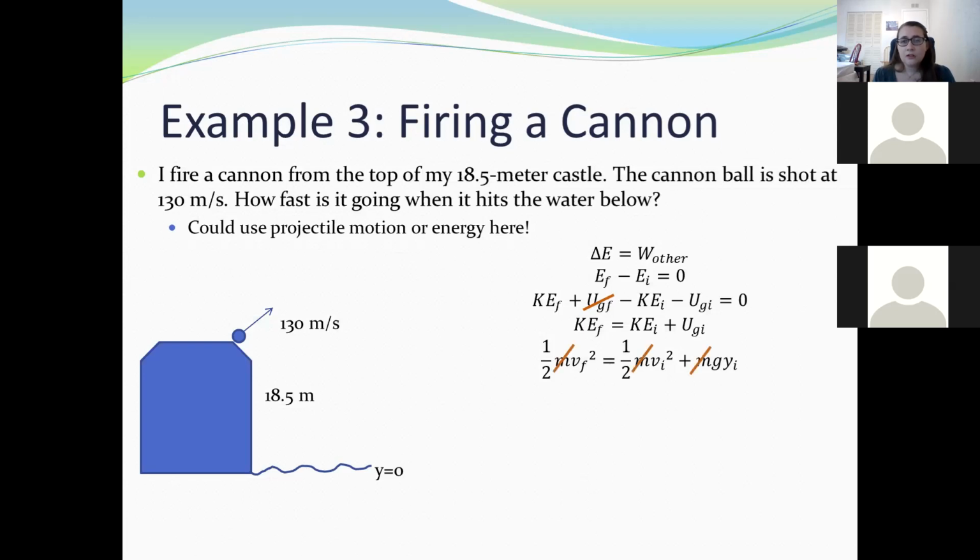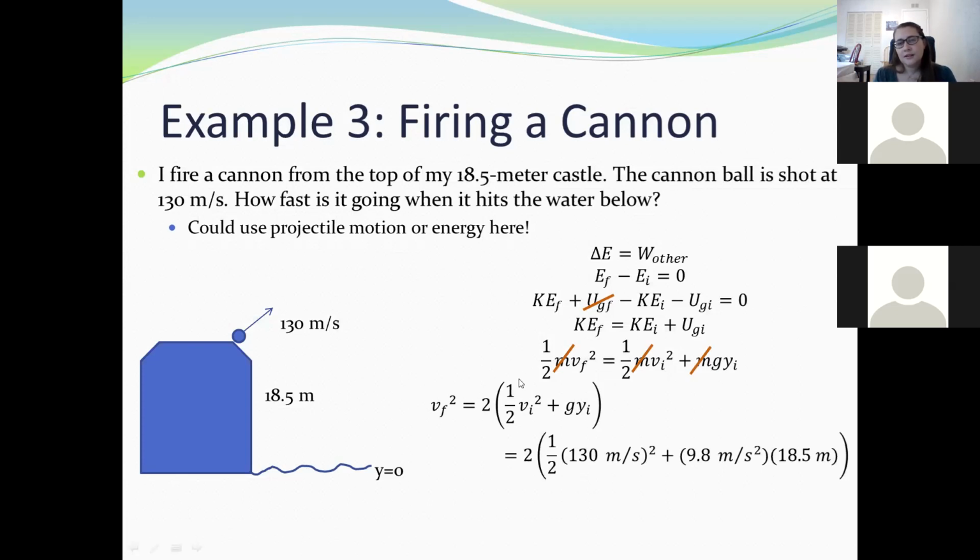And you can see in all of those terms, we have mass. So we can just cross mass out, and that's really convenient. The less numbers we have to plug in, the better. So I'm solving this for final velocity then. So final velocity squared, we take the 1/2, move it over to the other side. So we multiply by 2 on both sides. So 2 times 1/2 initial velocity squared plus g initial y.